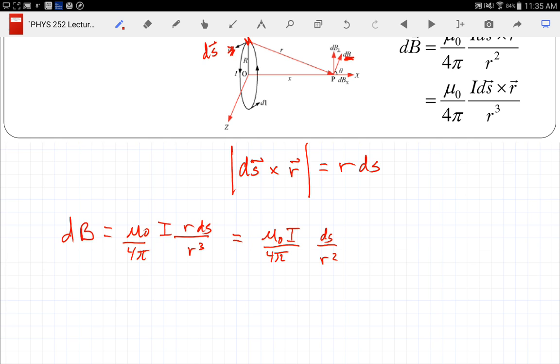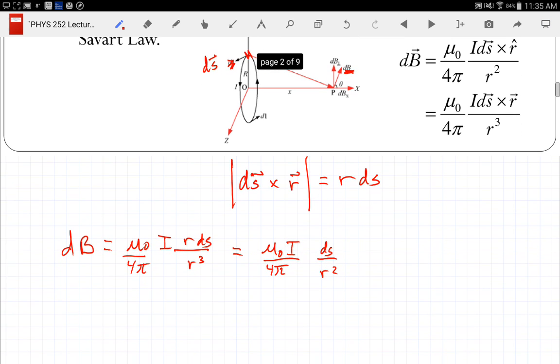There's my magnitude. But I need to break it into components because it's a vector problem. So I'll have my dBx is equal to and dBy is equal to. So if I look at these, my dBx is going to be equal to dB, and notice that there is an angle that's defined in the problem. So I'm going to use that angle.